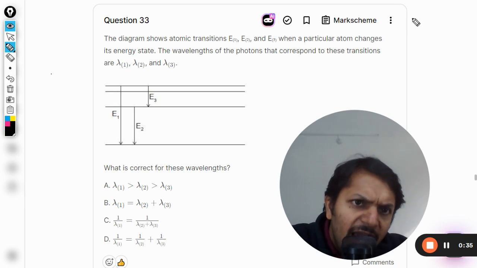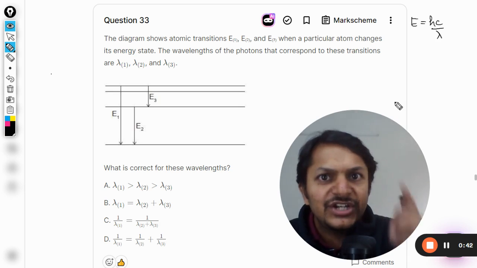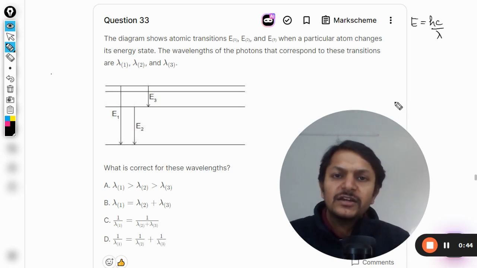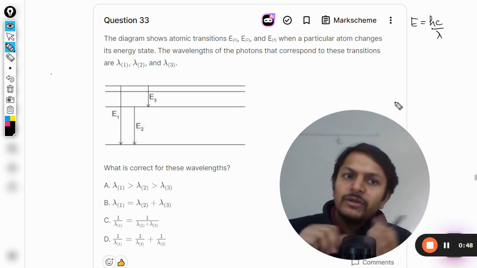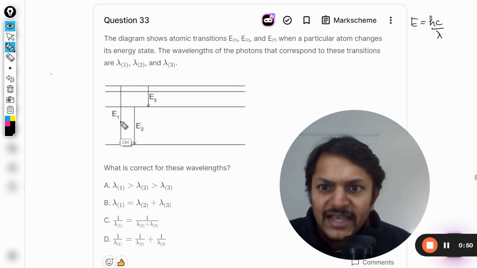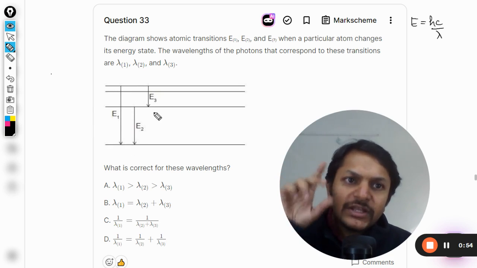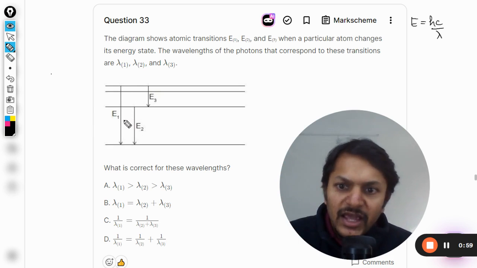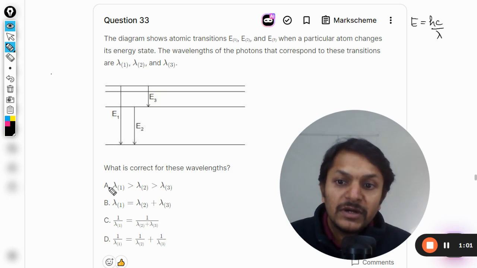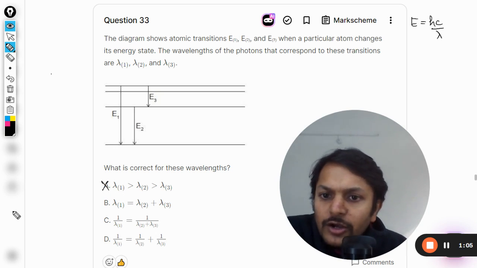Let us see. Energy of a photon is given by hc by lambda, wavelength. It means that energy is inversely proportional to wavelength. More is the wavelength, lesser will be the energy. Lesser is the energy, more will be the wavelength. So E1 is having maximum amount of energy. It's more than E2, it's more than E3. So maximum amount of energy means the minimum wavelength. It means that lambda 1 should be minimum, but A is saying that lambda 1 is maximum. So A option is wrong.